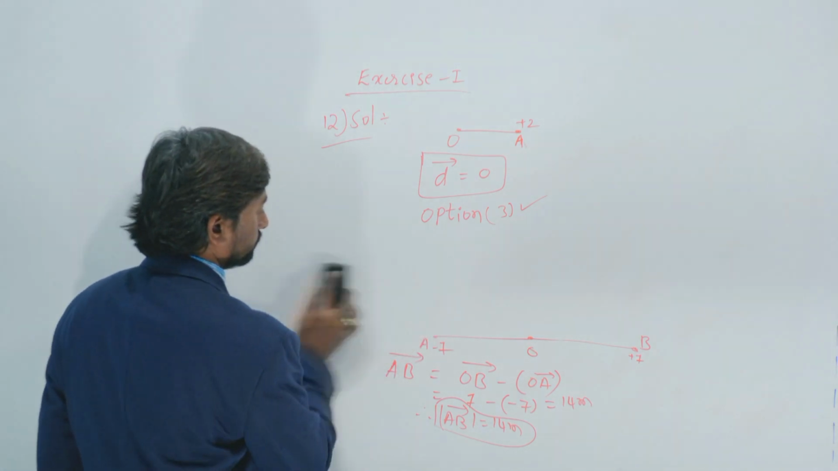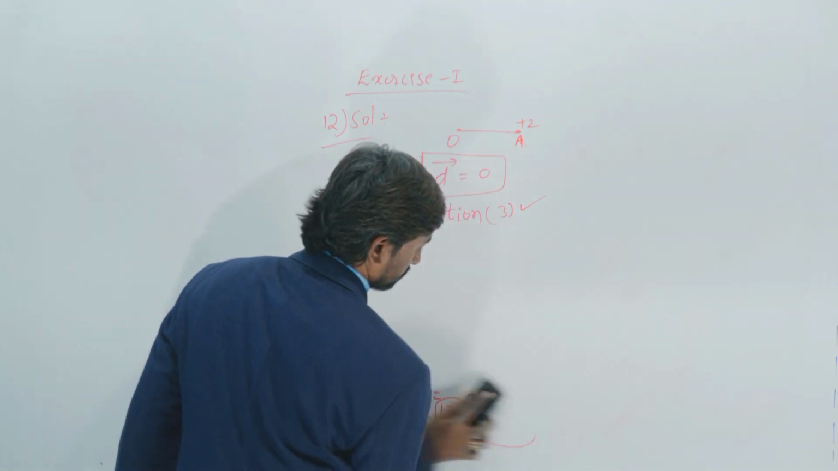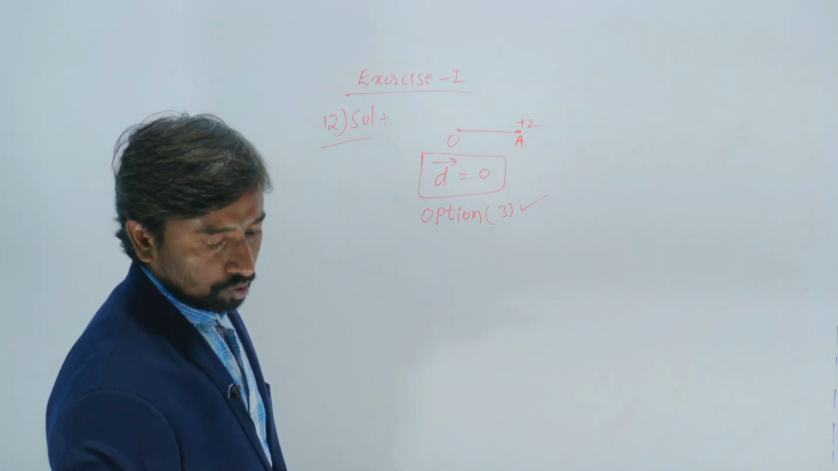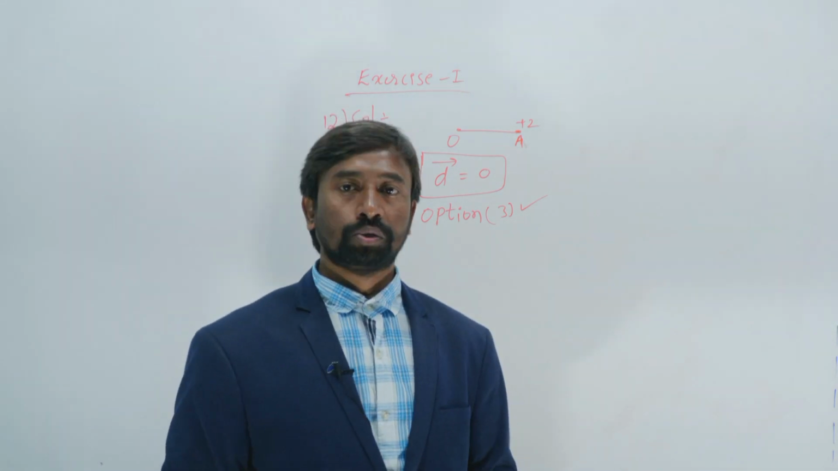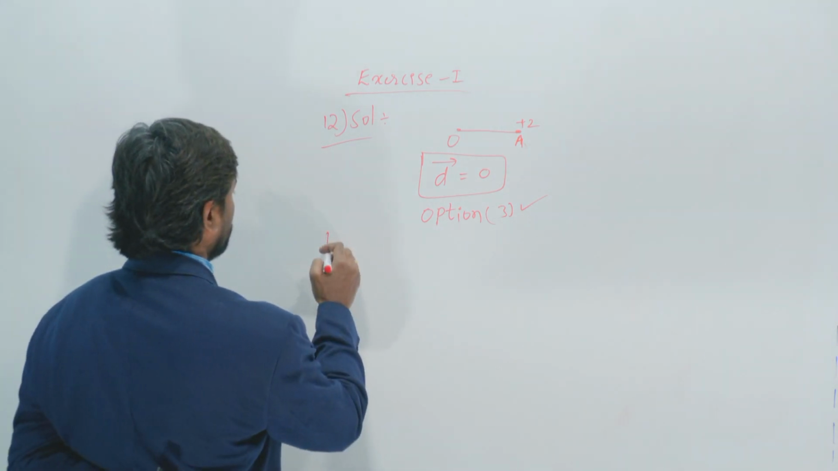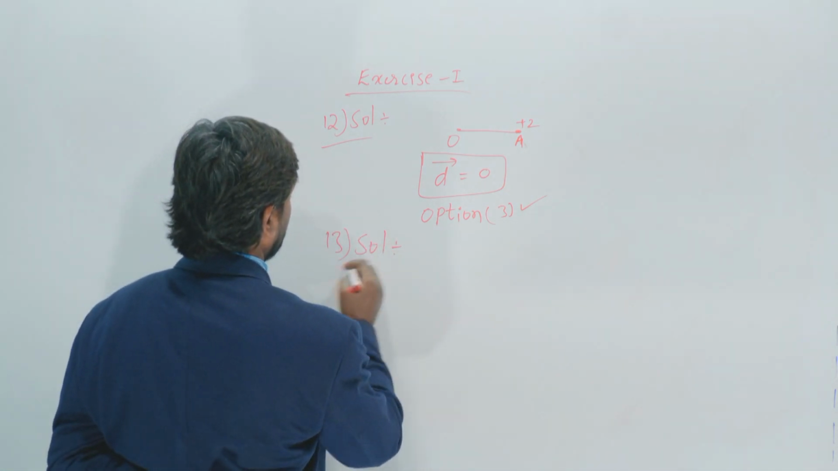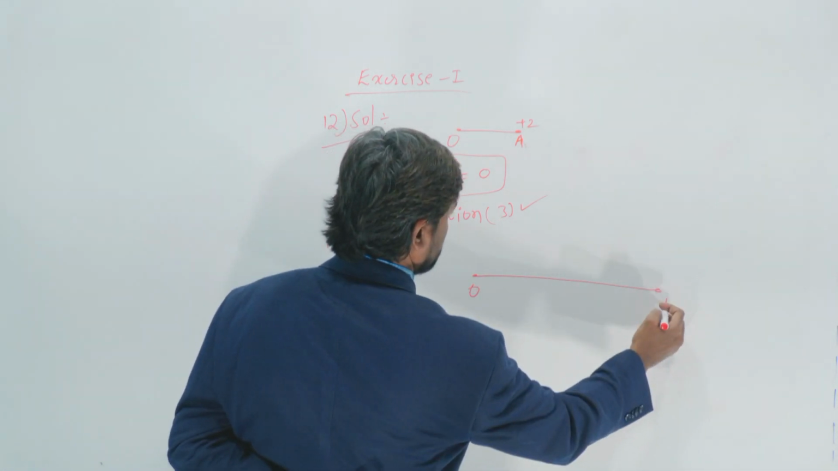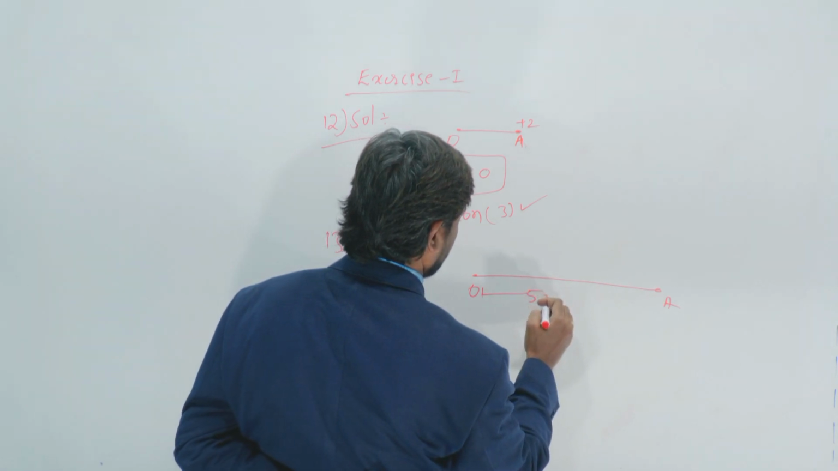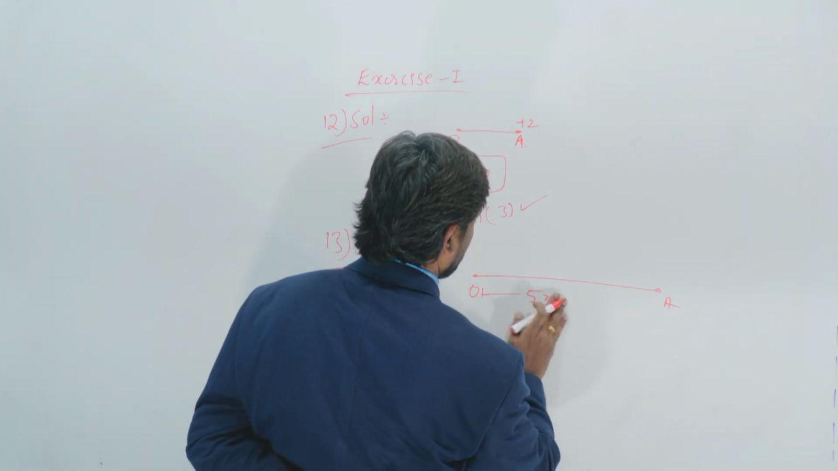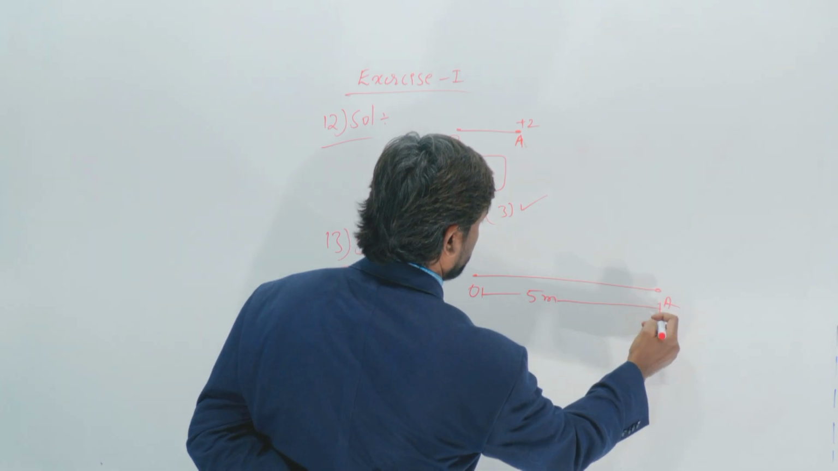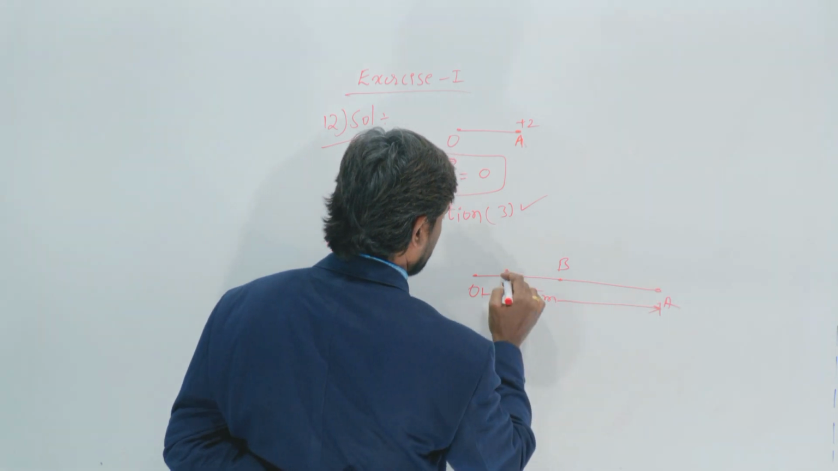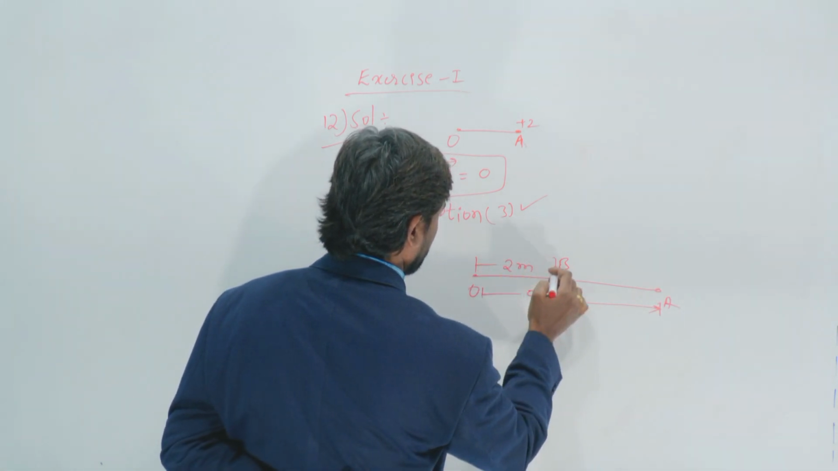Next, 13th one. An object is moving from 5 meters to 2 meters. So 0 to 5 meters it has traveled. Let us consider this is A and this is the 5 meters, and then it has gone back 2 meters. This is A and B here. From here to here it is 2 meters.